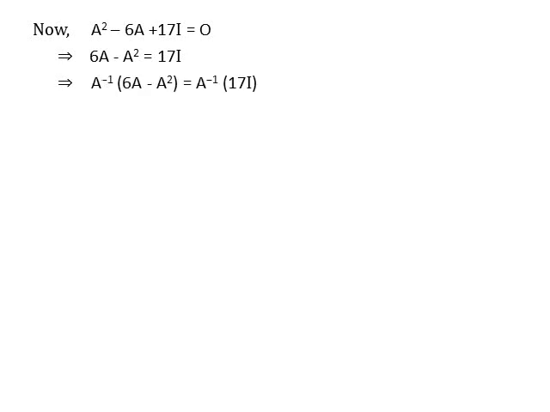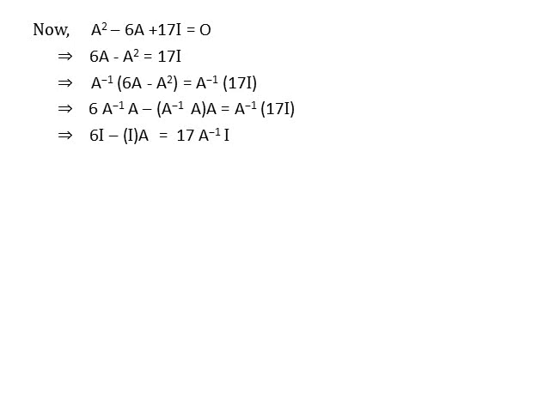In the next step, pre-multiply A inverse on both sides. Write it as 6 multiplied by A inverse multiplied by A minus A inverse multiplied by A square equals A inverse multiplied by 17I. Here A square can be written as A multiplied by A. As A inverse multiplied by A equals identity matrix, in the next step we write it as 6I minus I multiplied by A equals 17 multiplied by A inverse multiplied by I.